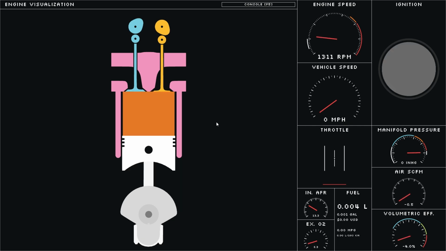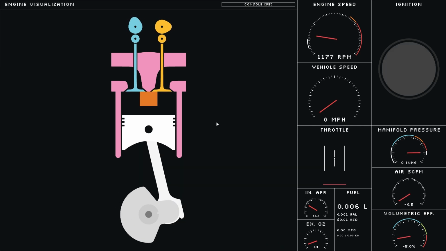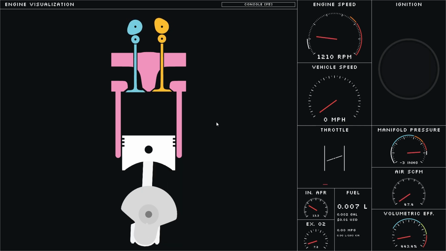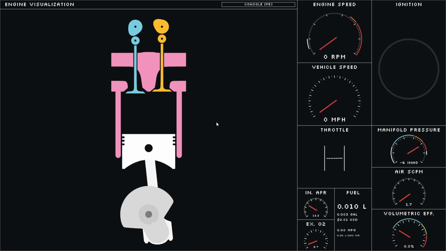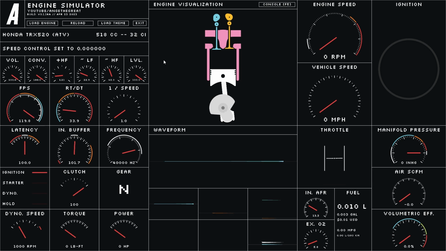So let's see if we can get this thing under load at RPM. This is the highest it wants to go. It will not rev any higher than 12 or 1300 RPM. And if I close the throttle, it just dies. But that, in essence, is what ignition timing is.